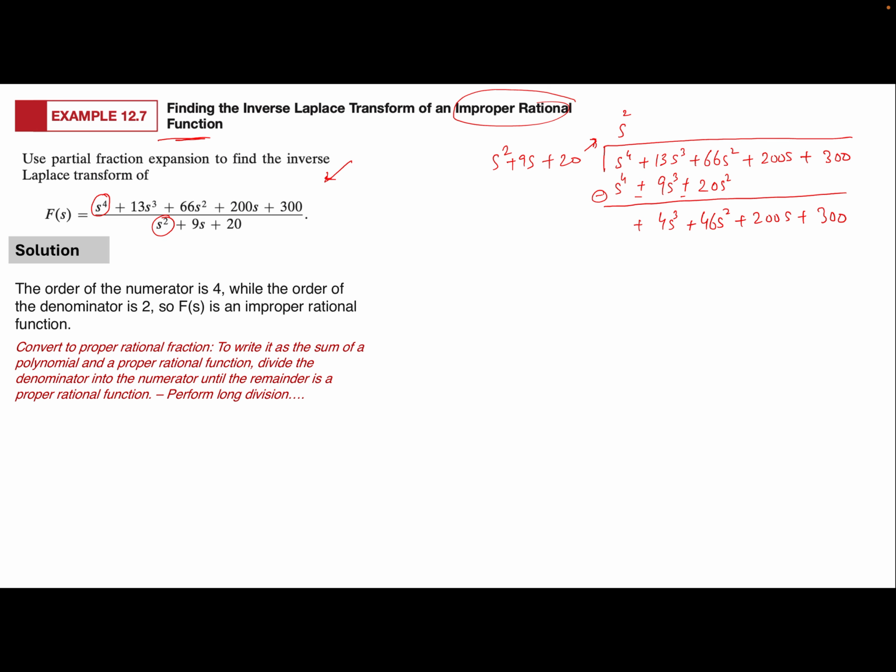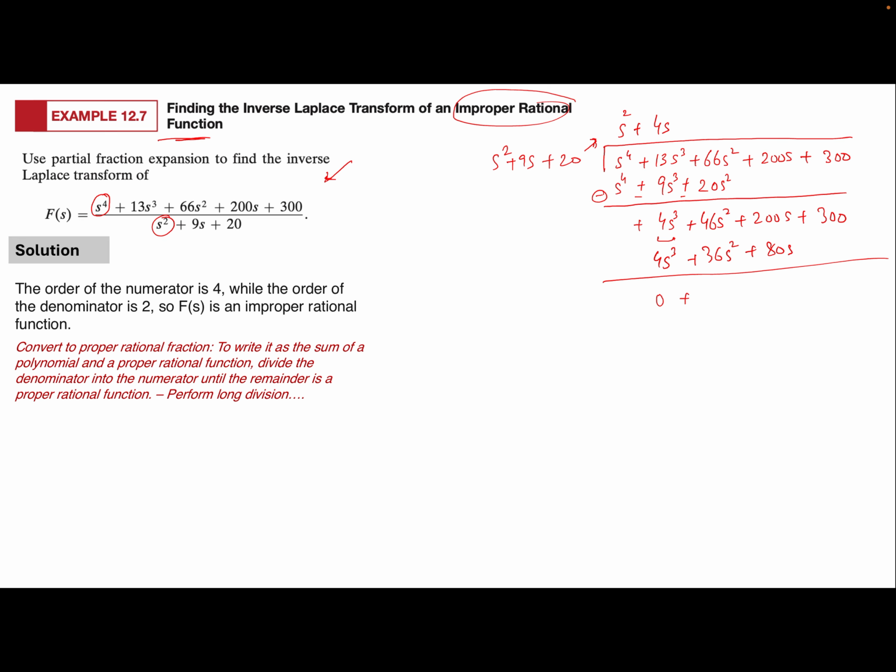I get 4s³ and I have s². So if I multiply this by 4s, I will get 4s³ plus 9 times 4, 36s², plus 20 times 4s, 80s. So I got this another term. I should have started slightly on the left hand side. Again, I have to subtract both of these, so I'm going to get a 0.